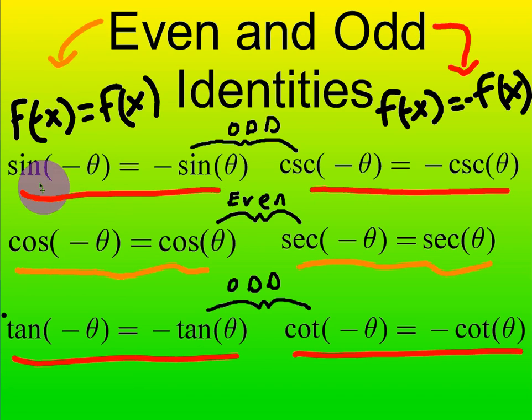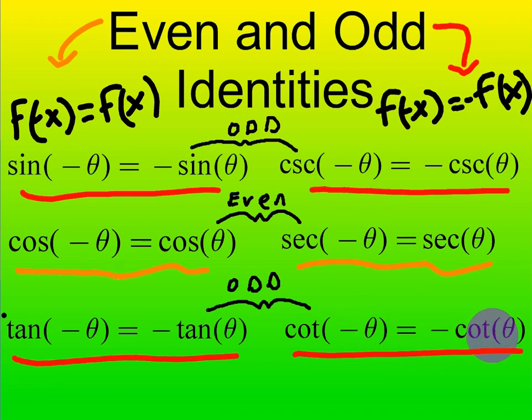Sine of negative theta is equal to negative sine of theta. Cosecant of negative theta is equal to negative cosecant of theta. Cosine of negative theta is equal to positive cosine of theta, meaning it's even. Same for secant. And finally, tangent and cotangent are both odd, meaning tangent of negative theta is equal to negative tangent of theta, and cotangent of negative theta equals negative cotangent of theta.